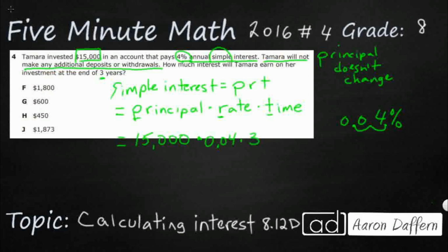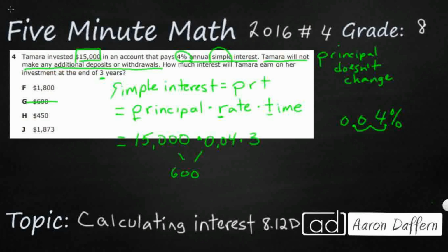So we just need to multiply those. What we can do is plug it into our calculator if we want to. You could do it by hand, it just takes a little bit of time, but let's go ahead and use our calculator. So 15,000 times 0.04 is going to get you 600. You see that as a possible answer, but that's not it, because that's for 1 year. We need to multiply this by 3 years.